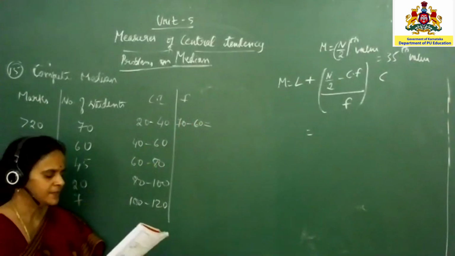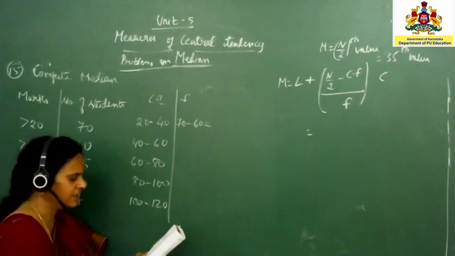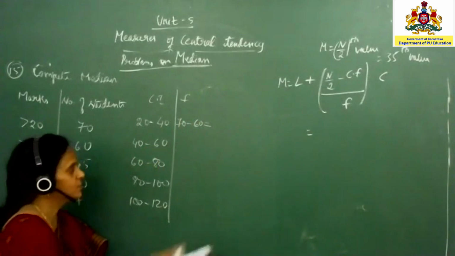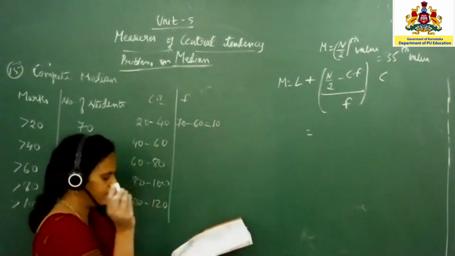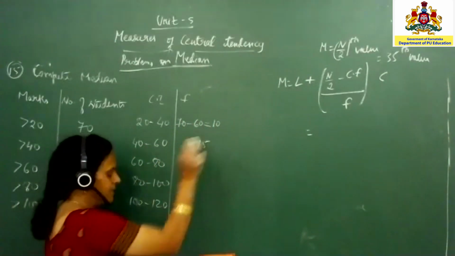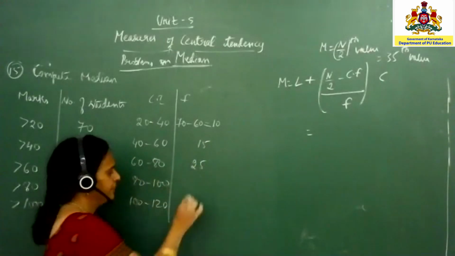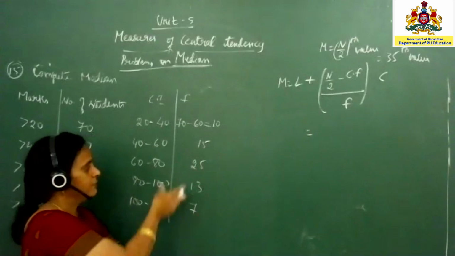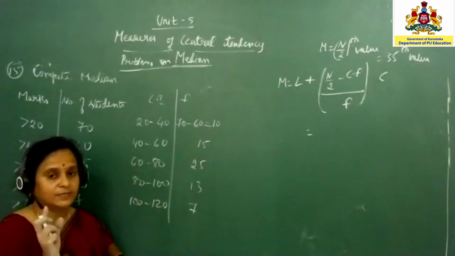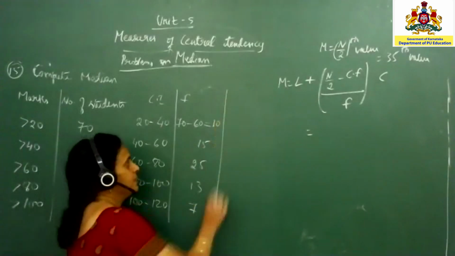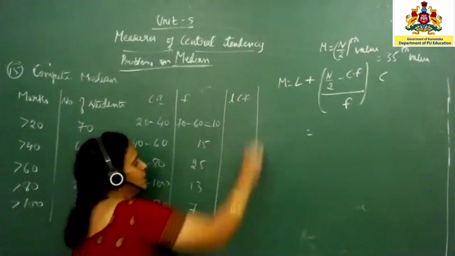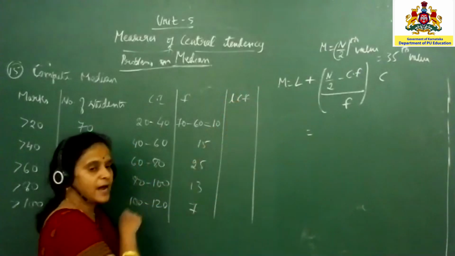So if I subtract the answers, I just write directly. The answers would be 10, your first value, frequency 10. Next it is 15. Next it is 25. Next 13 and 7. Now it is regular class interval with frequency. Next I should get the less than cumulative frequencies. I should find out the values.